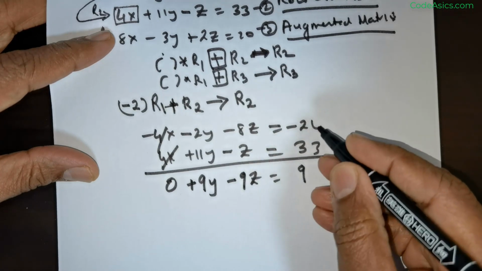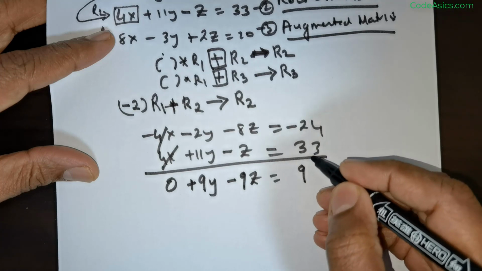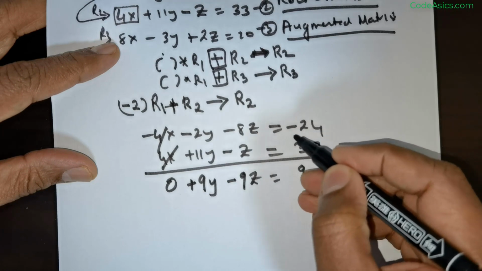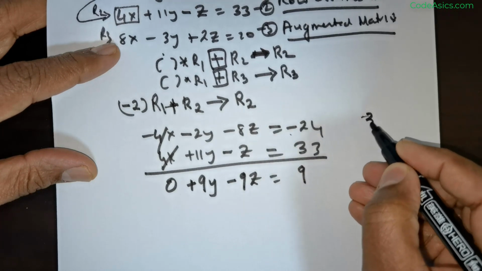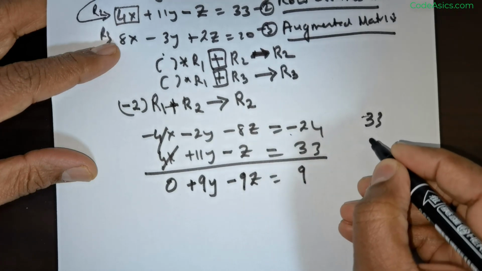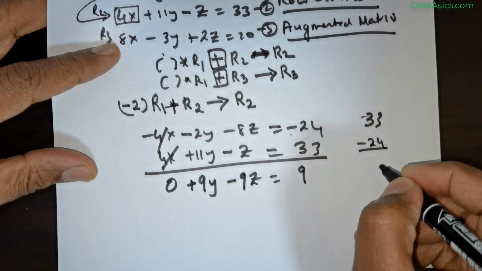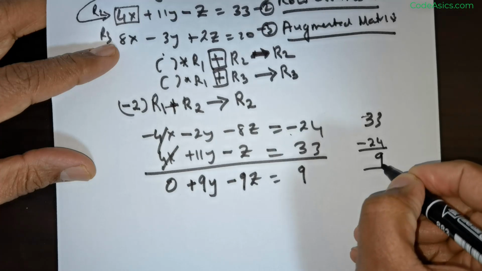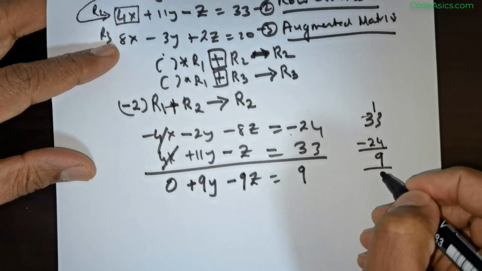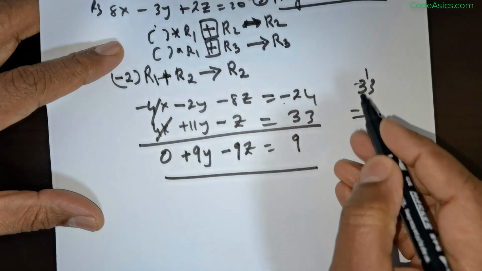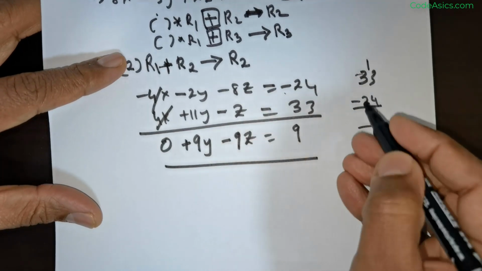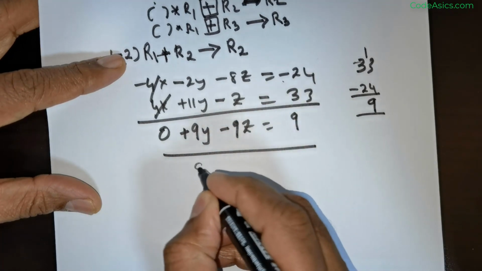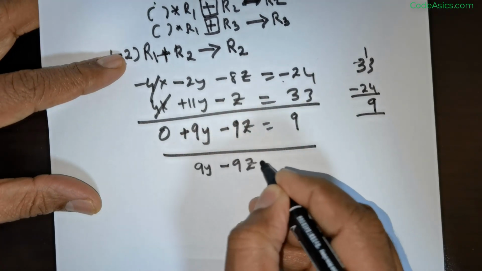So 9 added with 24 would give me 33, and in this case, though the operation is addition, 24 carries a negative sign. So from 33 we say it is addition, but we are removing 24 out. When we remove 24 out, the value that we get is 9. We have to be a little bit careful in finding these additions and subtractions. So what we have got is 9y - 9z = 9.